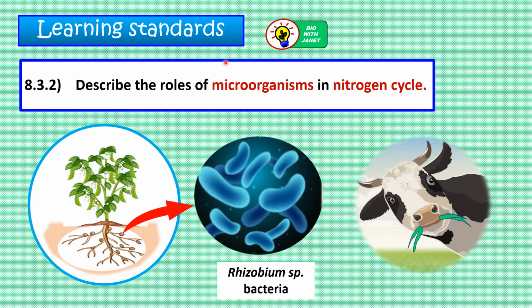Let's look at the learning standard for today's lesson. 8.3.2. Describe the roles of microorganisms in the nitrogen cycle. So we're going to talk about the roles of various types of bacteria in the nitrogen cycle and also the roles of other organisms like animals and plants.